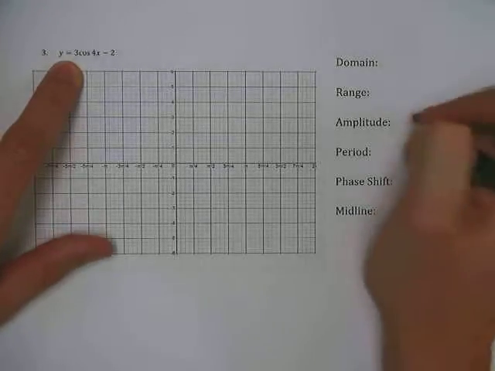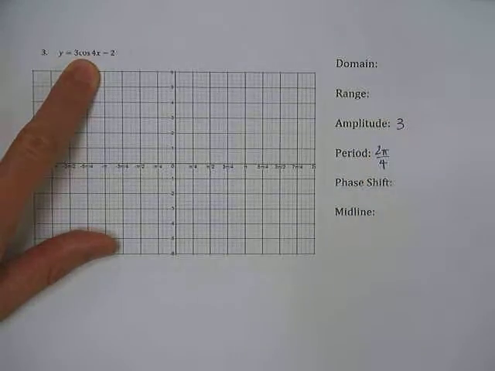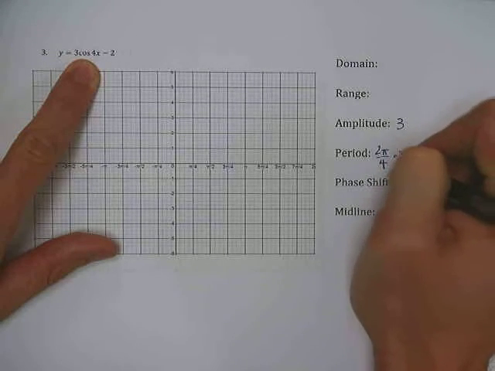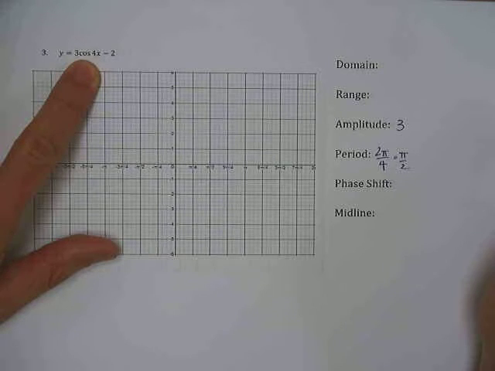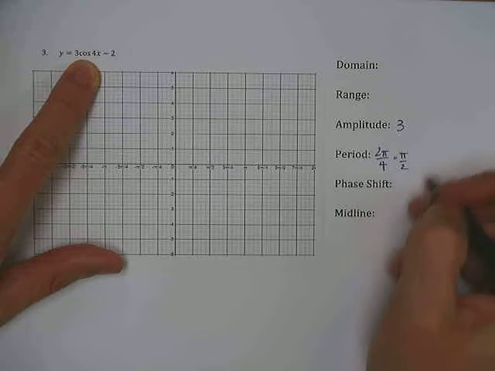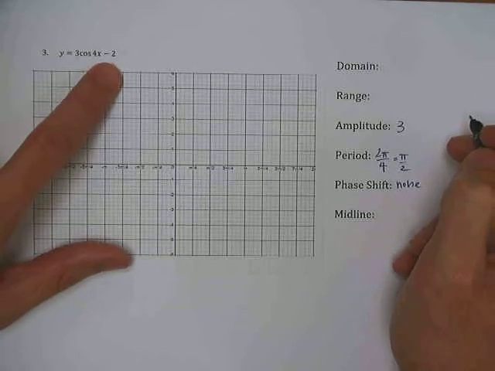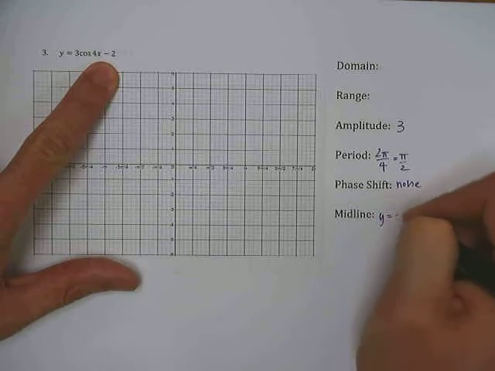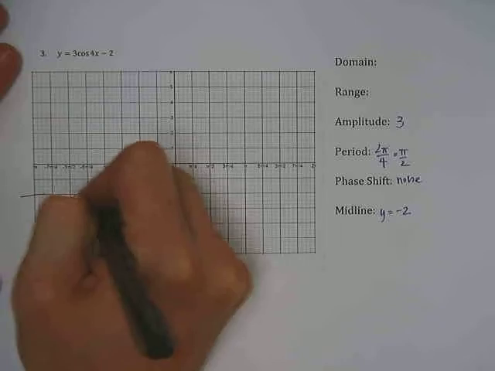So what we want to do first, just like with a sine curve, is identify all of these things. My amplitude here in the front is 3. My period length is going to be 2 pi divided by my b value, which gives me a period length of pi over 2. That in essence means that the cycle is going 4 times as fast, or you can think of it as the cycle length is 1/4 its normal length. The phase shift, there isn't one again in this one because there's nothing here with the x. And then that -2 on the end is a midline change, y equals -2.